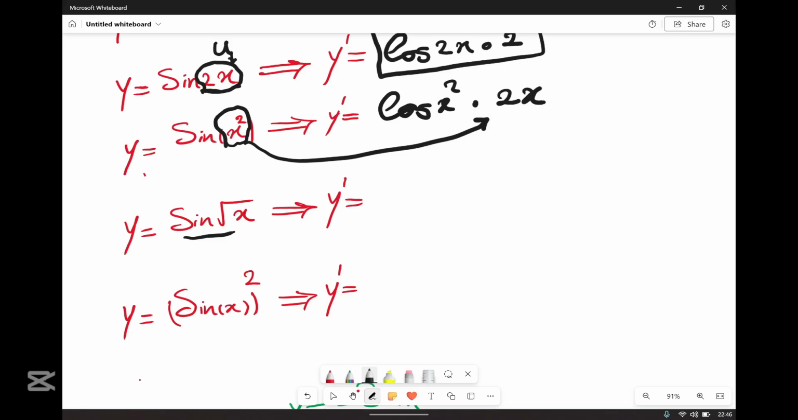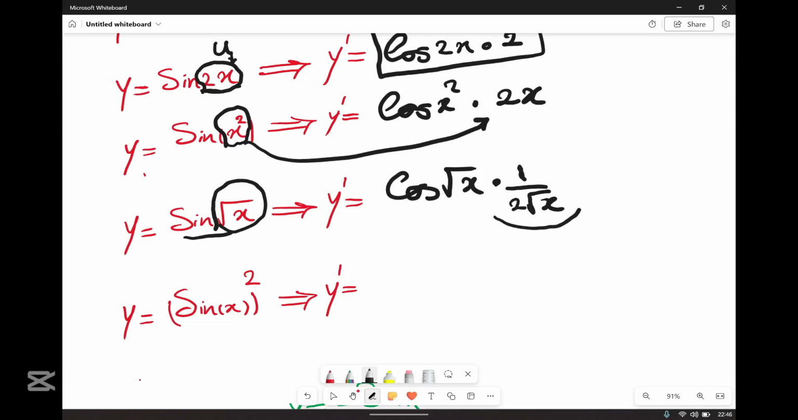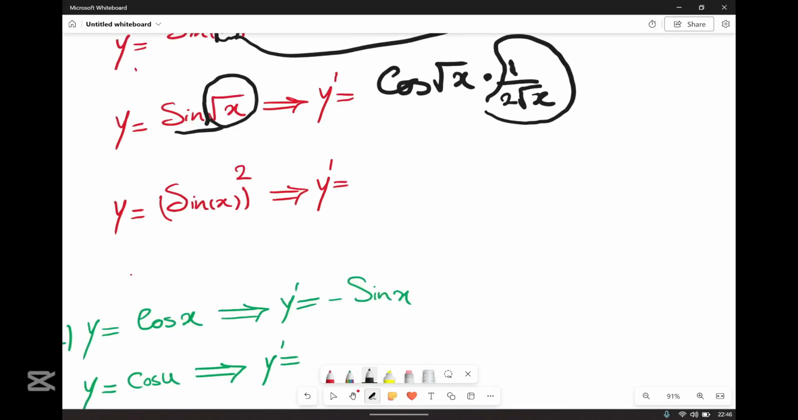Although the answer is cosine of the square root of x, at the end you must multiply by the derivative of the square root of x, which is exactly 1 divided by 2 root x. I told you, if you don't know how to calculate this, please go to the previous session.